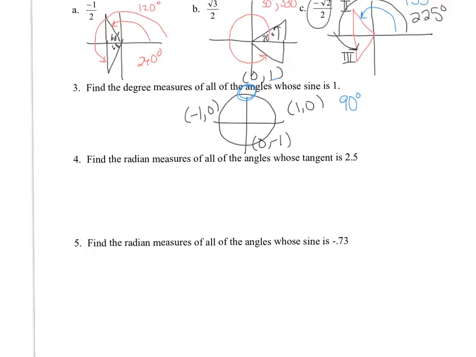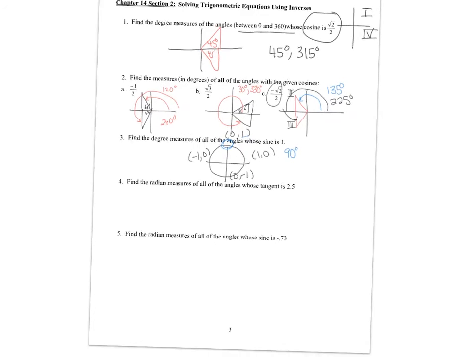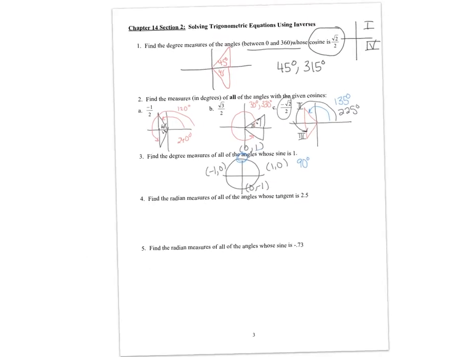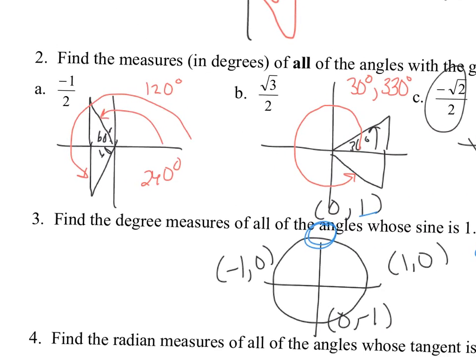But in this problem, actually, it doesn't specify where we're having 0 to 360. Actually, let's go back, because number 1 is the only one where it specifies between 0 and 360. I was thinking all of them were, but let's go back to number 2. This is for all the angles, all angles. So we're not just talking about between 0 and 360.